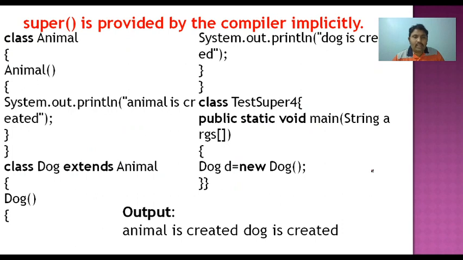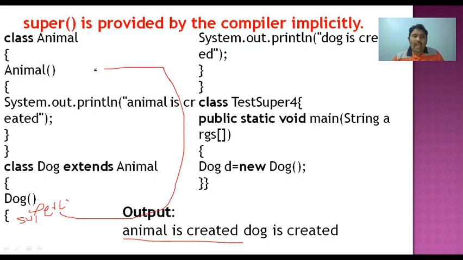For that, let us see a simple example program. Here I have a dog class constructor, I am not having any super off, but automatically the output we got is that animal is great. Why? Because if you do not provide the super keyword, the compiler, inside the dog class constructor, will provide a keyword called super off. Then it automatically called the animal class constructor.